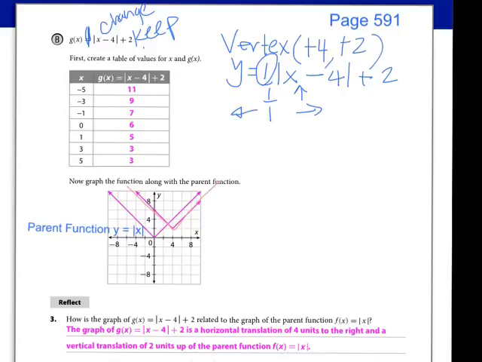So let me mark them for you. This one here is f of x. That was the parent function. And the new one is g of x. Okay? So this peak one here started off here as f of x, and now we shifted 4 to the right and up 2. So I hope that helps to understand how we can graph using our absolute value functions.